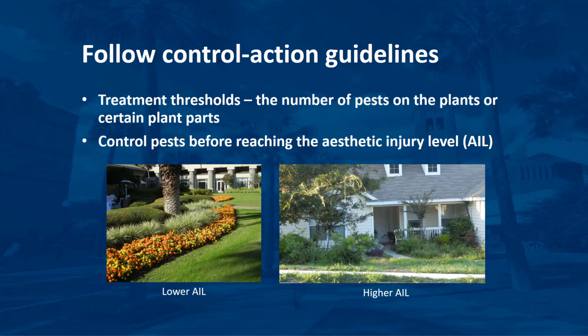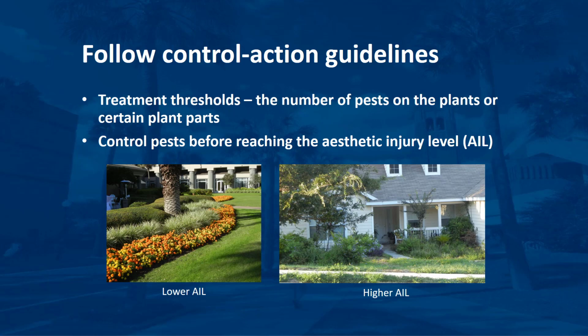Highly maintained landscapes have a lower aesthetic threshold. Nothing can be out of place. Because of this, action may be necessary sooner and more often. Landscapes kept at much lower maintenance levels have higher aesthetic thresholds. These areas do not need treatment as often, if any at all. How quickly you need to act to reduce pests will also assist your decision making.